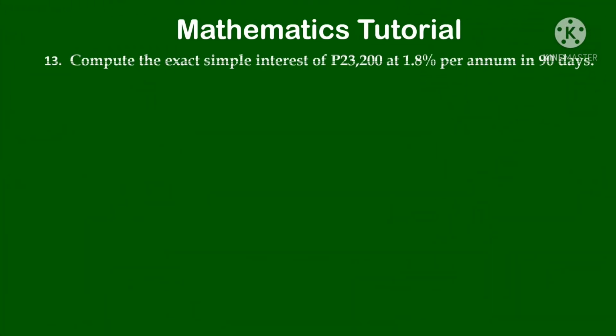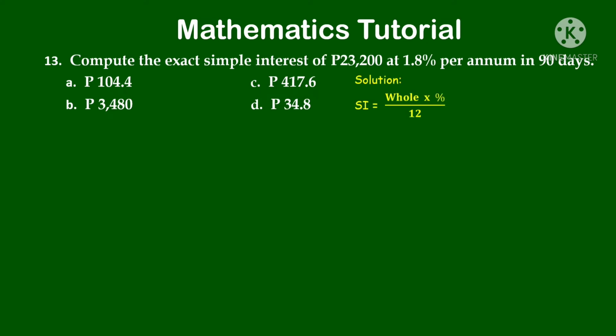Next, number 13. Compute the exact simple interest of 23,200 at 1.8% per annum in 90 days. A, B, C, or D. Here is the solution. So in simple interest, we are going to multiply or find the product of the whole and the percent divided by 12. Why do we need to divide it by 12? Because it is per annum.